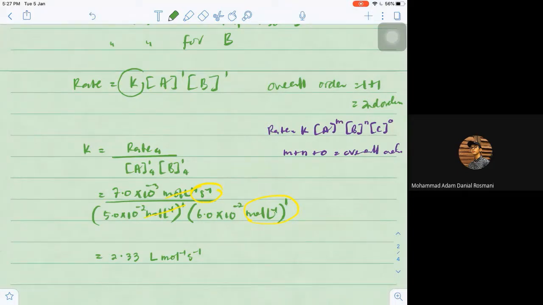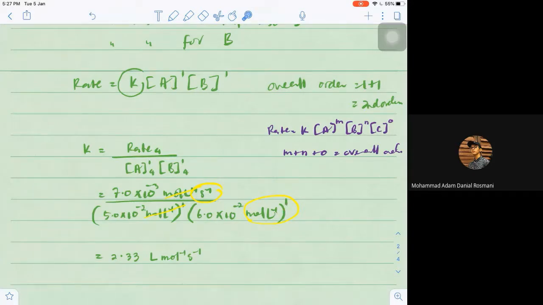When we calculate the rate constant, the value and also the unit are insisted on. They have to be correct. Different overall orders will lead to different units of the rate constant. This is the rate constant unit for the overall second order. The unit of the rate constant depends on the overall order. It doesn't follow the individual orders.